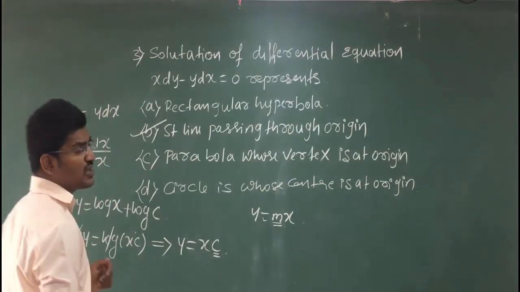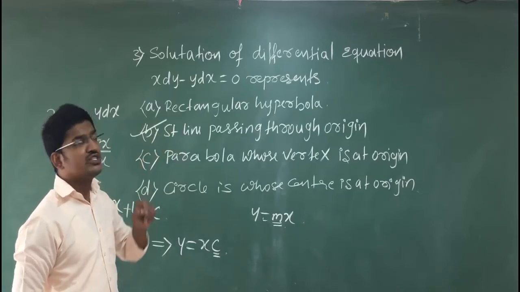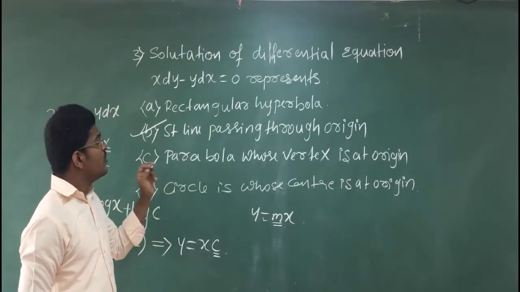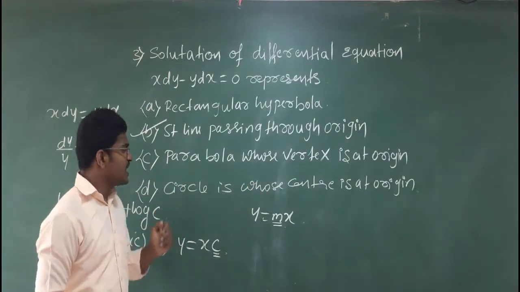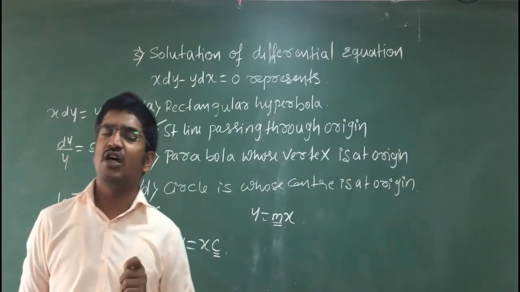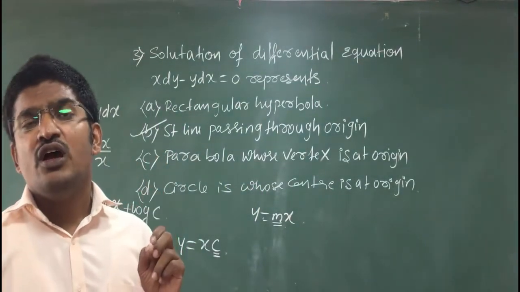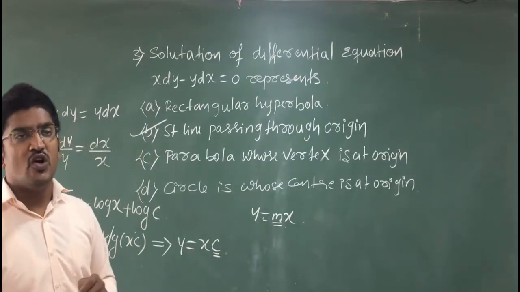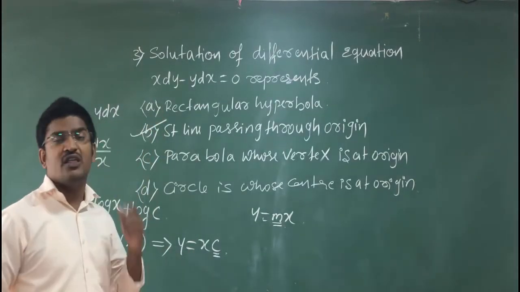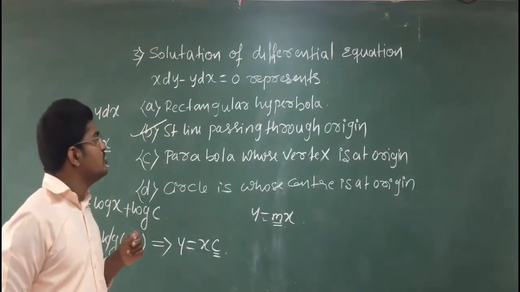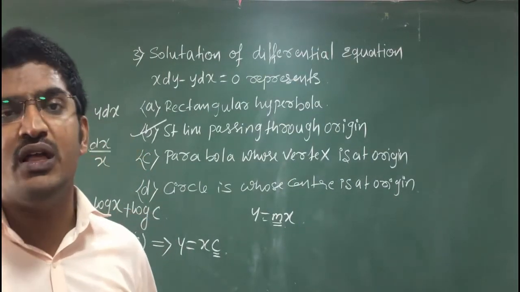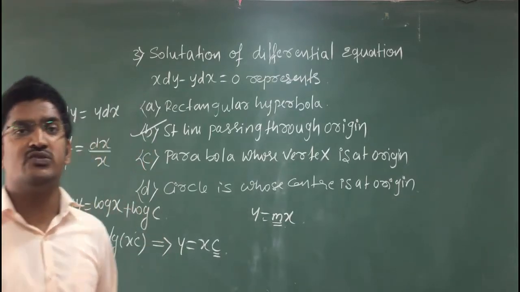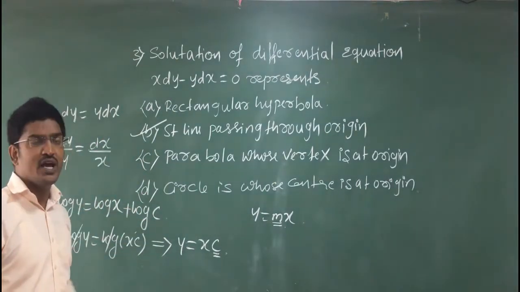So take a homework, that is, what is the equation of rectangular hyperbola, what is the equation of parabola whose vertex is at origin, what is the equation of circle whose center is at origin, and you try to find the geometrical equations of the other three options. Clear? So if you know the other three options' equations, it will be very useful in further studies. So that's why you take that as a homework.